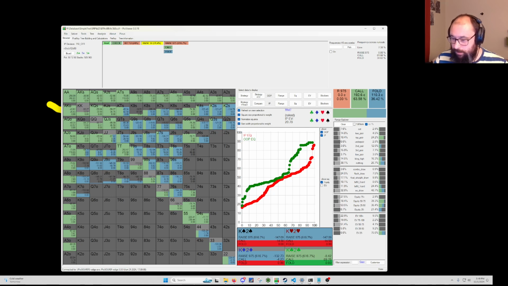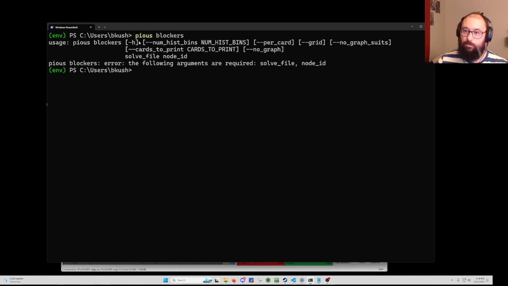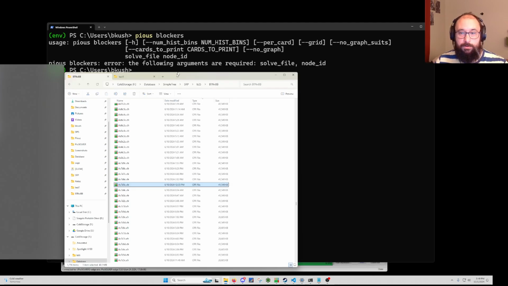So, enter PIO. I have this feature called PIO Blockers. So you run PIO, you say, hey, I want to report blockers. Now, obviously, we didn't pass it which folder to look at, but we can do that. Or which file to look at.